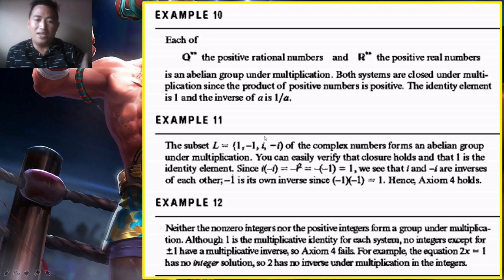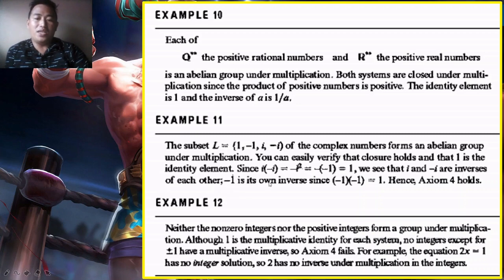Okay, multiply ta diha. Same gihapon ang answer. And then since i times negative i is equal to negative i squared, so 1. So si i ug ang inverse niya kay si negative i. Kaya di ba ang times mo 1. So we see that i and negative i are inverses of each other.